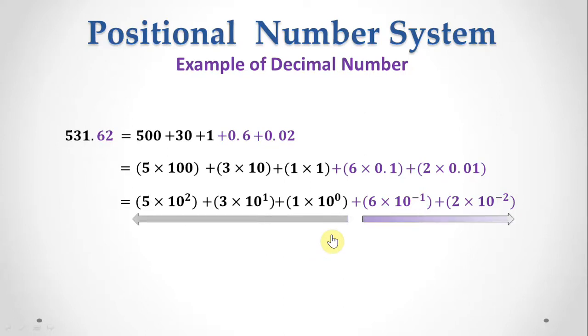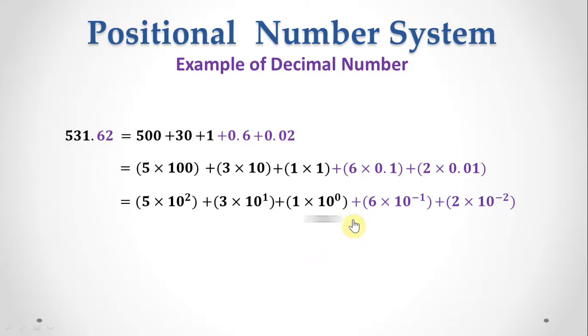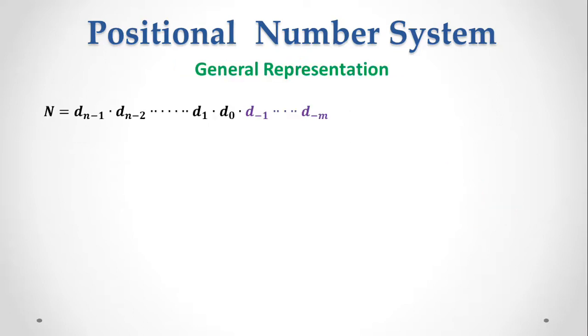We always need to start representing a decimal number by separating the fraction part and the integer part. We start representing from 10 to the power of 0 towards the higher positions, and the fraction part from 10 to the power of minus 1, then 10 to the power of minus 2, and so on. By the above discussion, a general number N in a positional number system is represented by the equation where d0 to d(n-1) is the integer part and d(-1) to d(-m) is the fraction part.